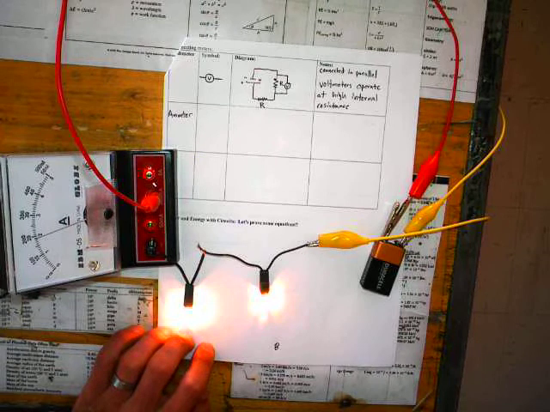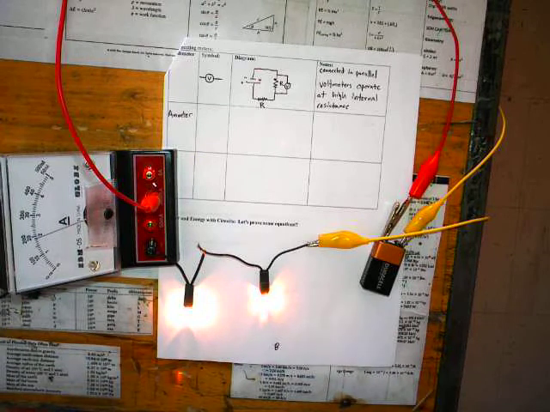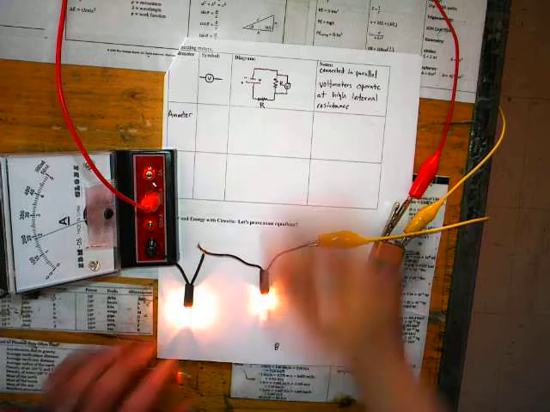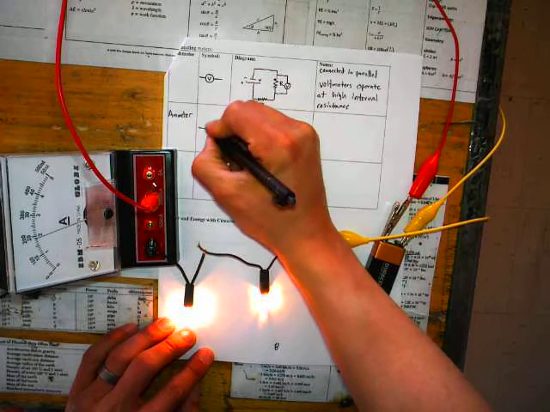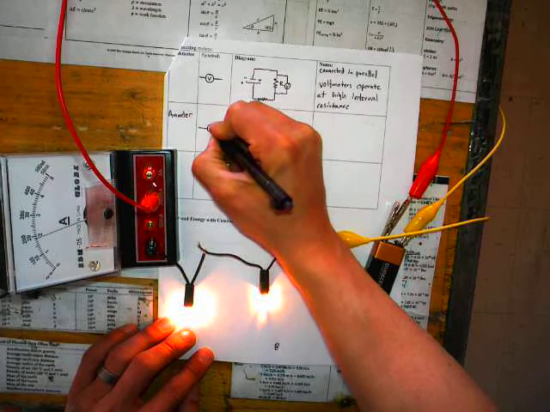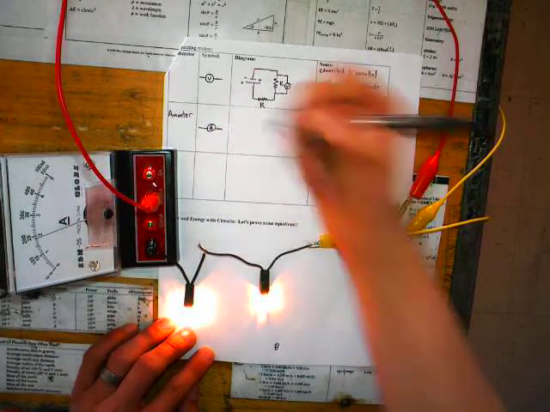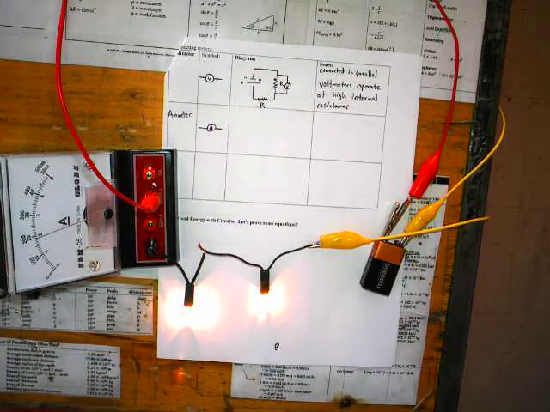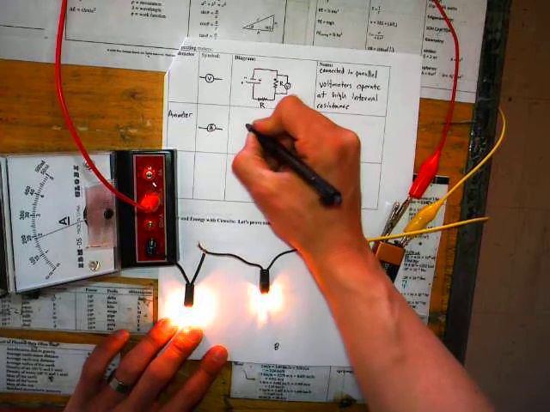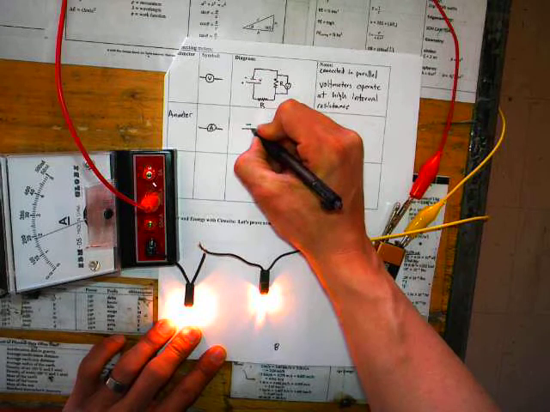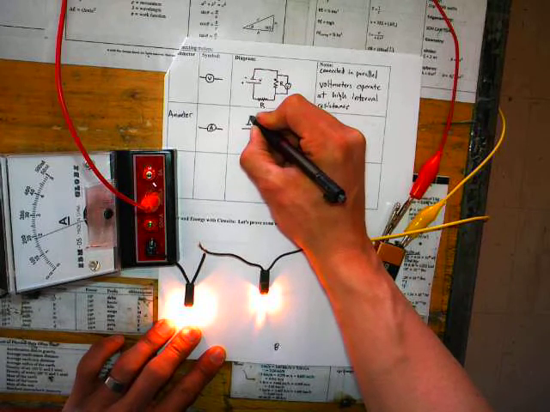A-M-M-E-T-E-R. Okay, you can think of it as an amp meter, but we don't actually put the P in there. The symbol for an amp meter is, yep, very logical, a circle with an A. All right, and here's how we would put our amp meter in this circuit.